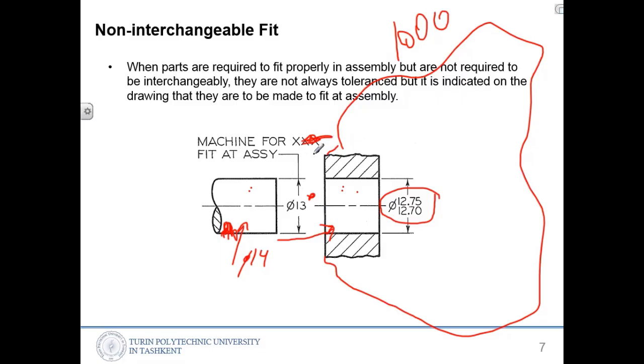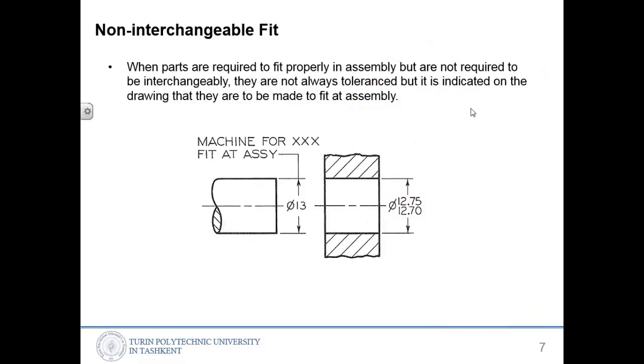That is a very expensive process. Every time you have to polish and then insert it. So that is a unique part; unique products can have that kind of operation. Or the manufacturing rate is very small, like 1 or 2 parts in a day, or in one operation. That kind of manufacturing can use non-interchangeable fit. That is a very expensive thing.